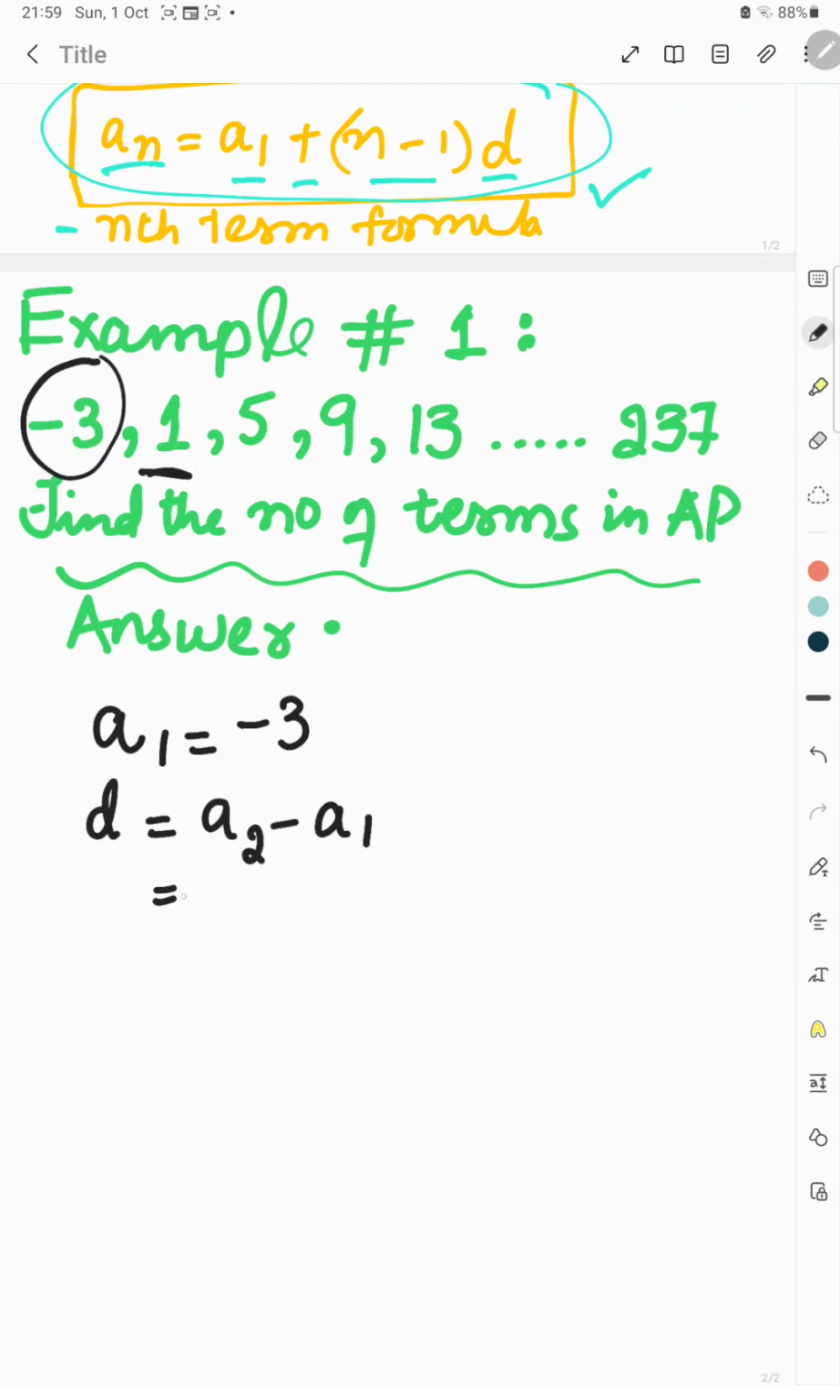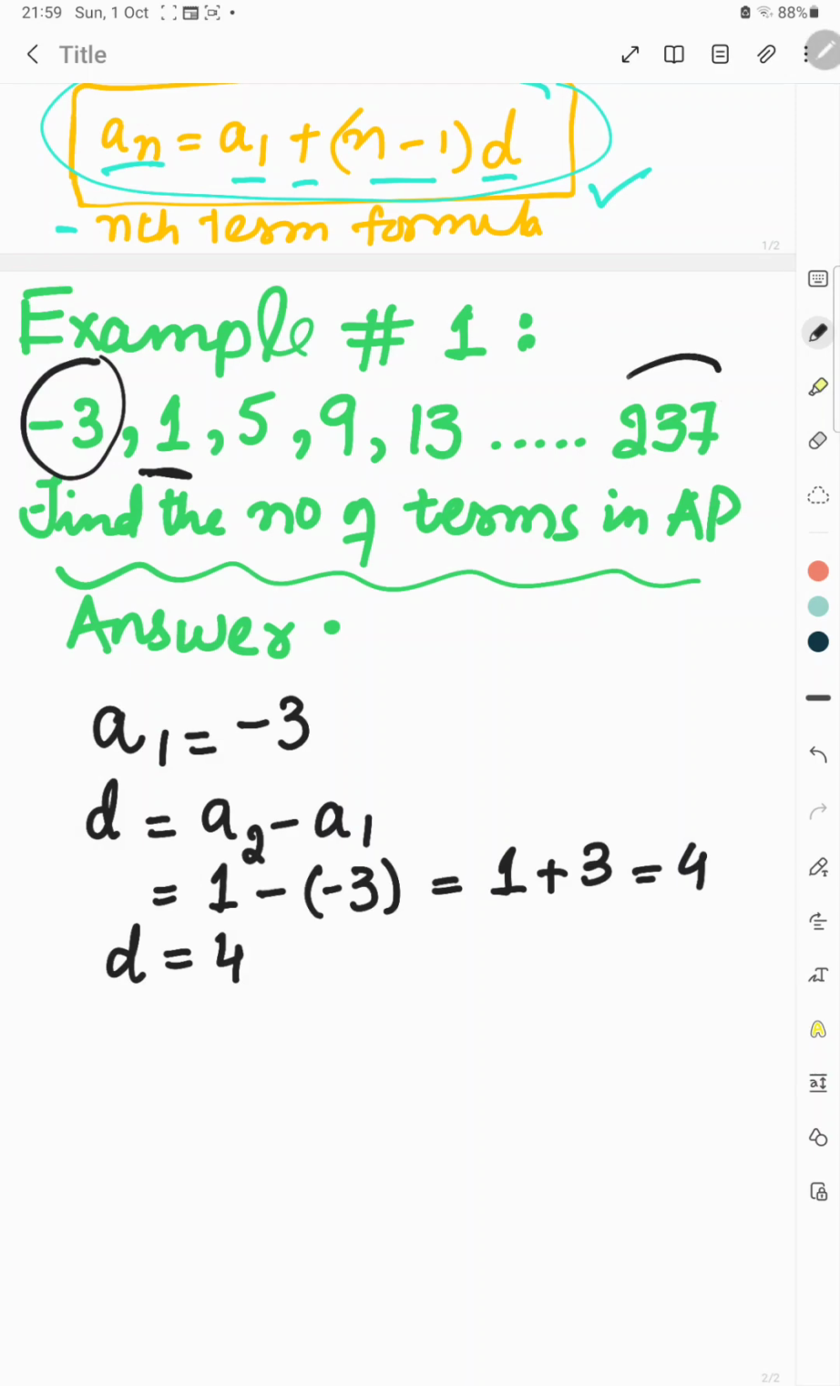So what we will do here, we will do 1 minus (-3), where a2 is the second term minus a1, the first term, which is equal to -3. So what we get here is 1 minus minus, plus 3, which is equal to 4. So we get the difference, d, is equal to 4.